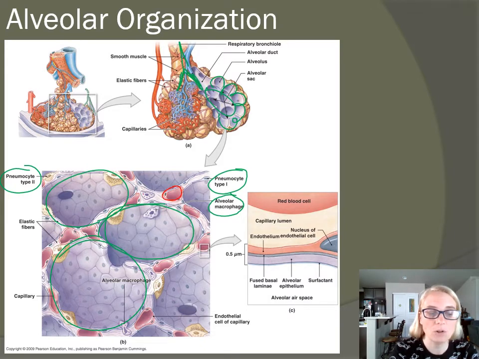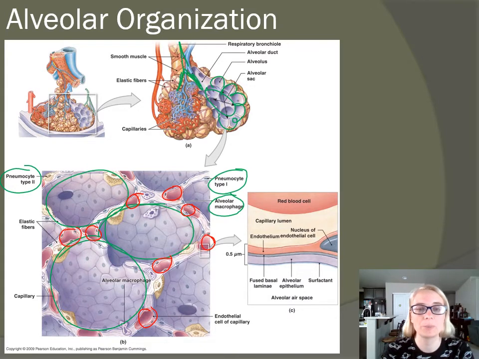And then also you'll notice, maybe I'll get the red going on here, we have all of these capillaries. So again, going back to our understanding of capillary structure, remember our capillaries have a diameter of only a single red blood cell, so that's how big they are.